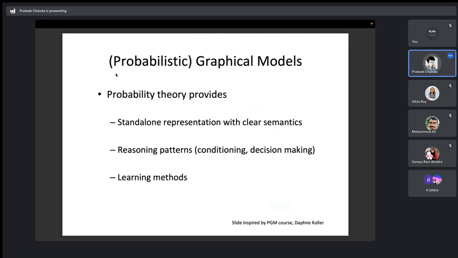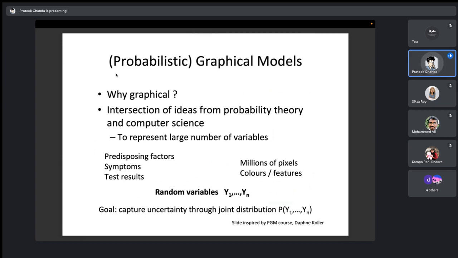For this section of graphical models, now I come to why graphical. It's an intersection of ideas from both the probability theory field and the computer science field. So graphs are basically like you have nodes in a graph, and you have those nodes connected via edges, and those nodes actually represent the large number of variables. So each node in the graph is actually a variable, and the edge would actually mean the relationship between any two variables.